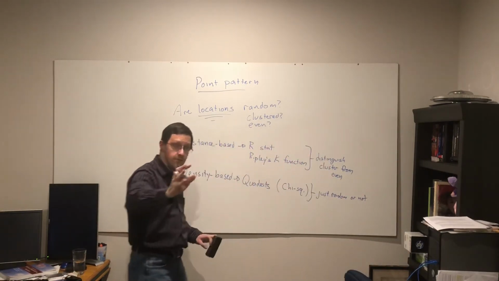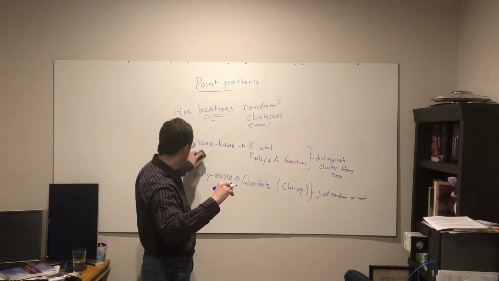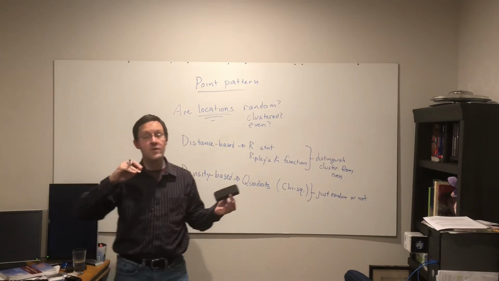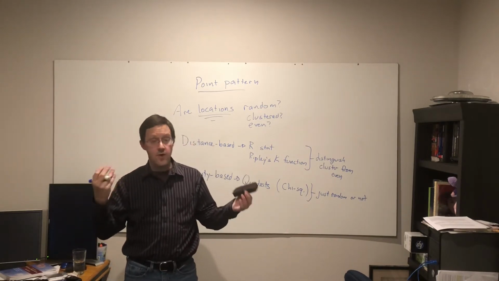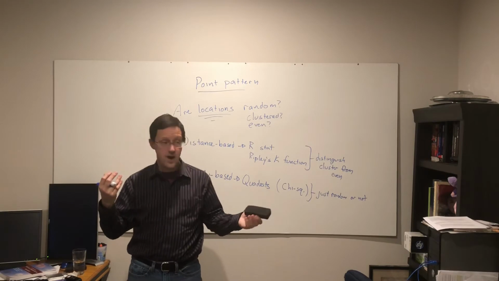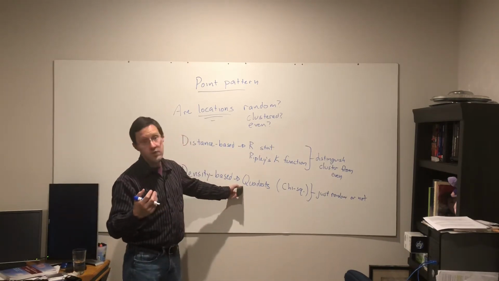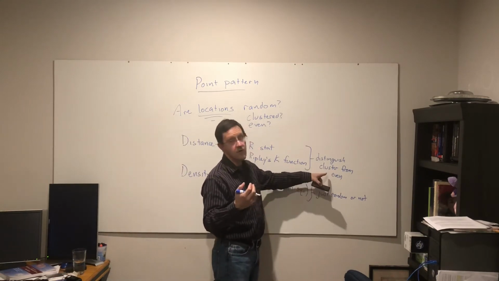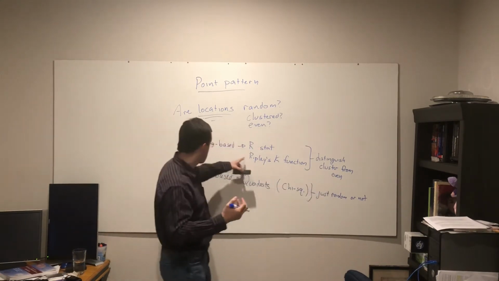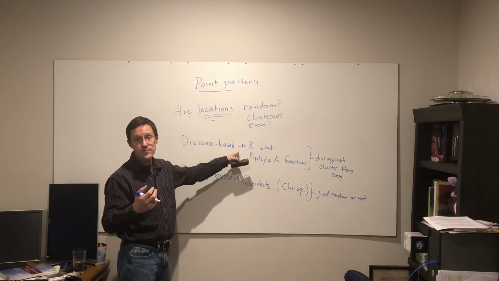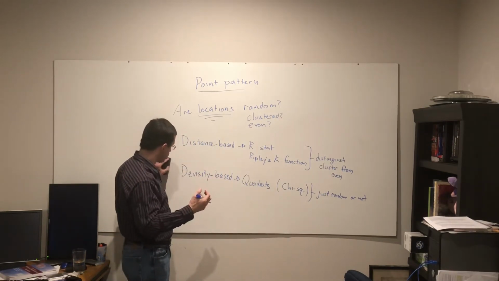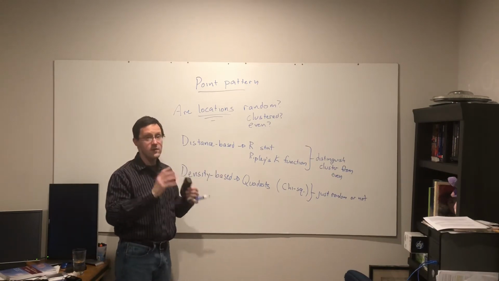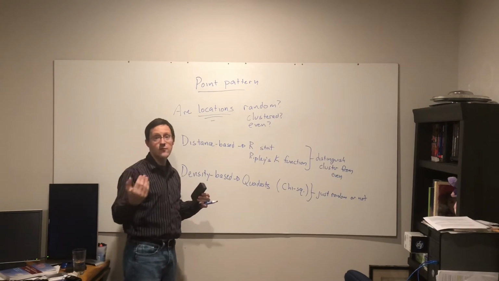The other difference between them, not just the density and distance based, what may help us decide which one to use, if I'm interested in just are they random or not, I could use quadrats. But if I want to make sure I can distinguish a clustered pattern from an even pattern, I need to use one of these. So that is point pattern as another category of tests to answer a different type of question.